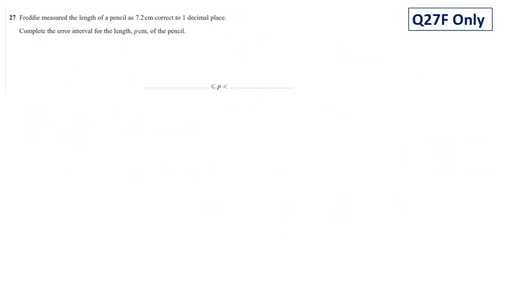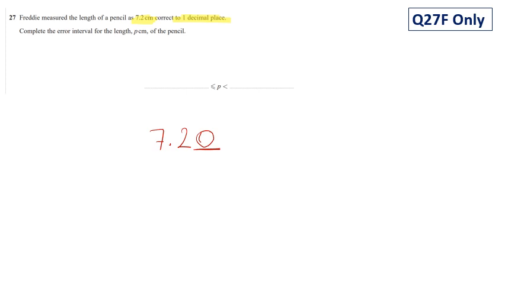Okay, so question 27. Freddie measured the length of a pencil as 7.2 centimeters, correct to 1 decimal place. Complete the error interval for the length p centimeters of the pencil. Now we've been told that the length has been rounded to 7.2 centimeters to 1 decimal place. When we round, we usually use the digit after the one we're rounding to help us round. So in this case it will be the digit after the 2. Now I've underlined the missing digit, and I'm going to put a placeholder there to represent it.